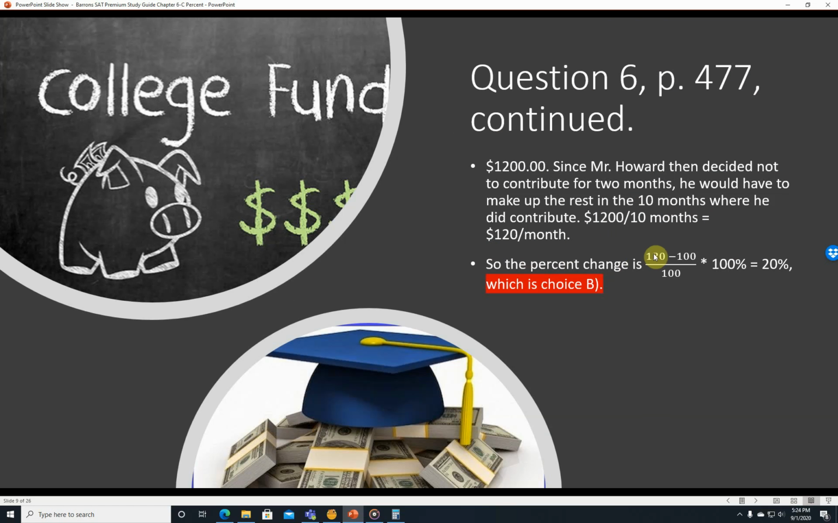So the percent change is going to be 120, that's the new value, minus $100, that's the original value, over $100, and that's times 100%, which is equal to 20%, which is choice B.